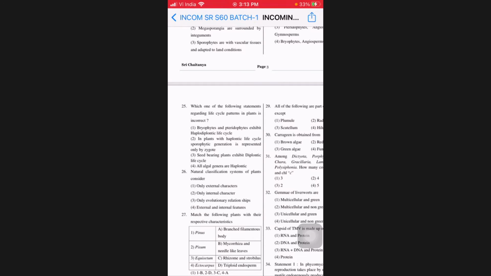26th, natural classification system of plants considers only external, no, only internal, no, only evolutionary relationships, no, both external and internal, that is the fourth option. Then 27th. Match the following with their respective character. Pinus, branched filamentous body, no. Mycorrhizae, needle-like leaves, yes. 1B. There are two options with 1B, no? I think 2 will decide.